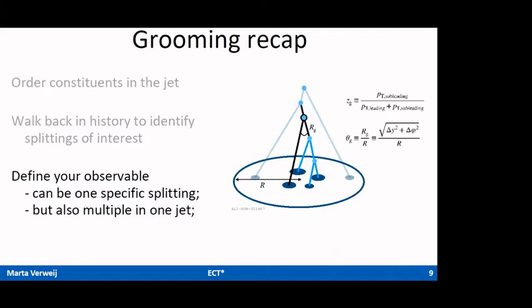You have to define your observables. Two of the observables you've seen a lot are this momentum sharing z_g, which is the momentum fraction the radiated branch carries, and also the angle between these two branches at the first split in which your grooming conditions are met.